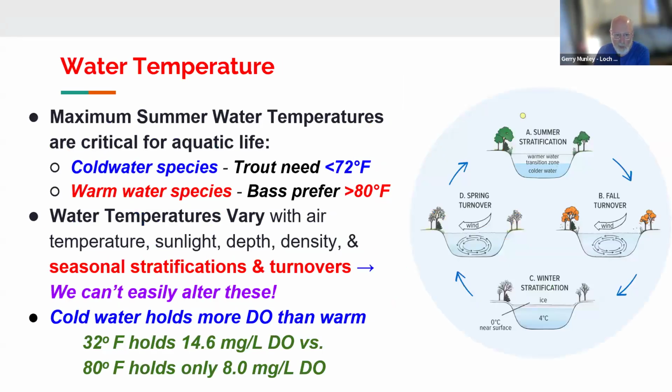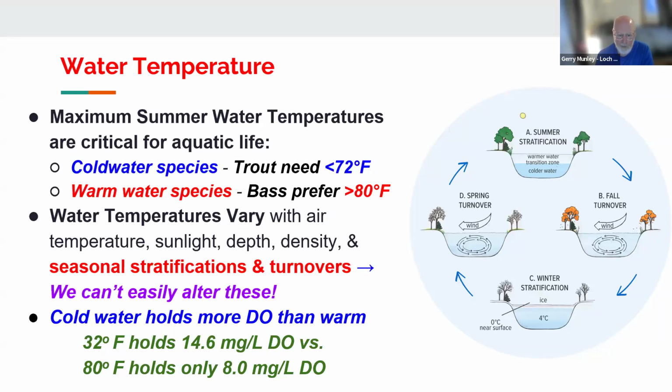So we're going to start off with water temperature. Obviously in the summer is when we reach the maximum water temperatures, but different fish have very different preferences, and I am not a fisherman. Some of you already know that trout prefer cooler water and bass prefer warmer water. So your lake's temperature can really impact the kind of fish that you have there.